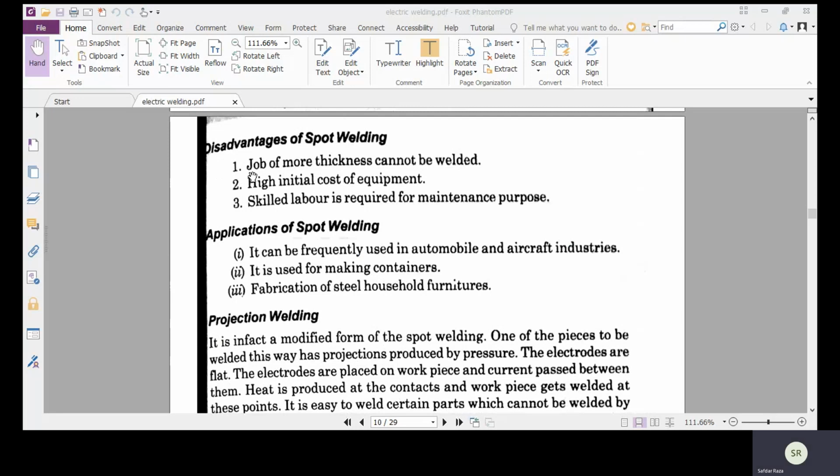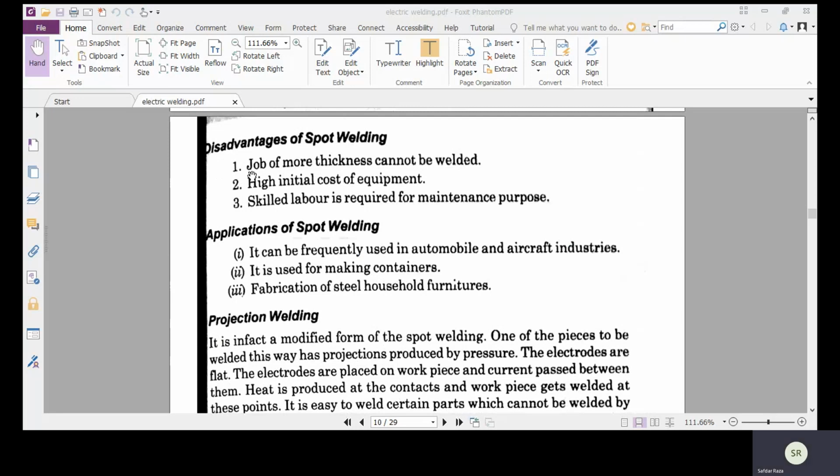As I said in the previous lecture, the job means any material which we are going to weld. Other disadvantages are the high initial cost of equipment, and skilled labor is required for maintenance purposes. And the applications of spot welding include frequent use in the automobile and aircraft industries. It is used for making containers, fabrication of steel, and household furniture. So all this is about spot welding.